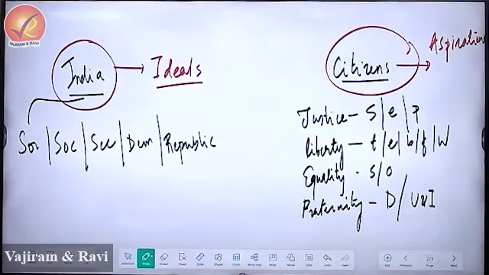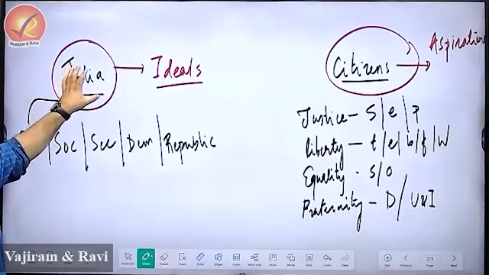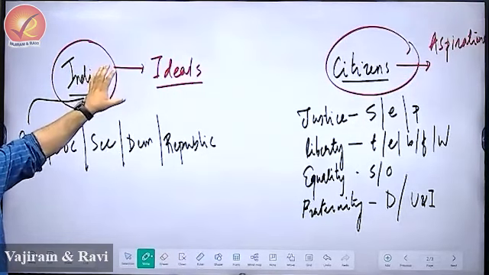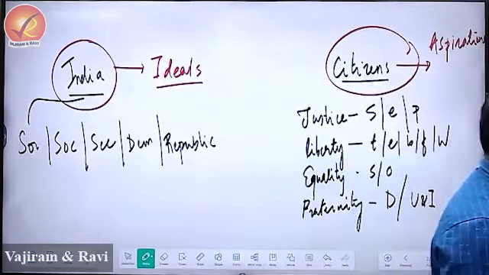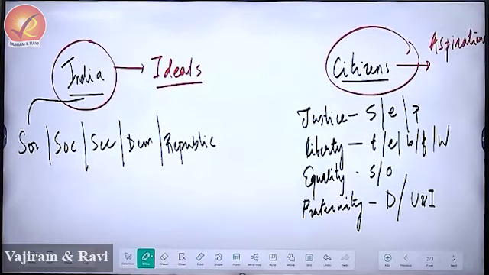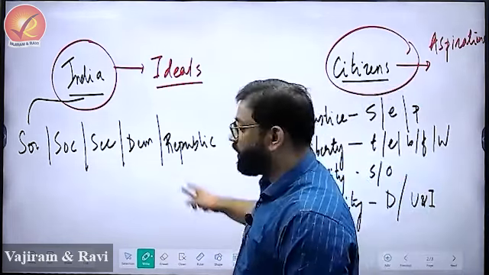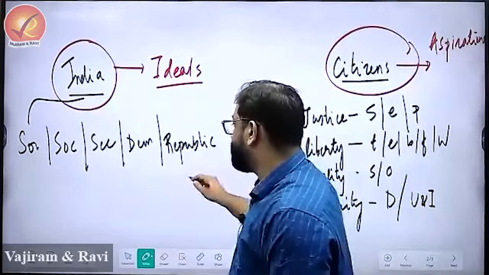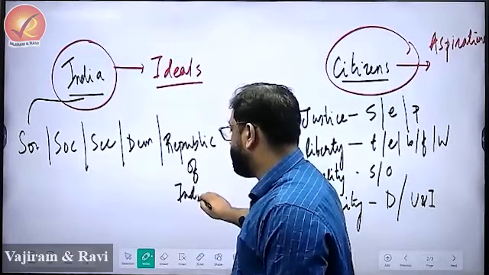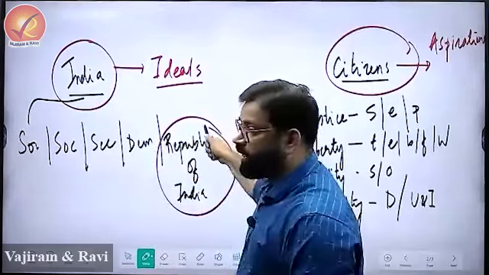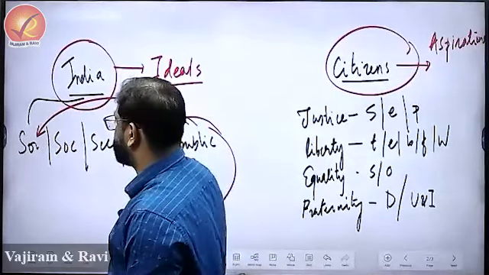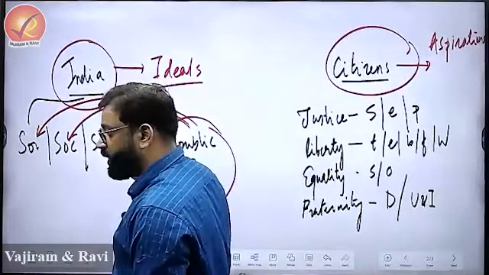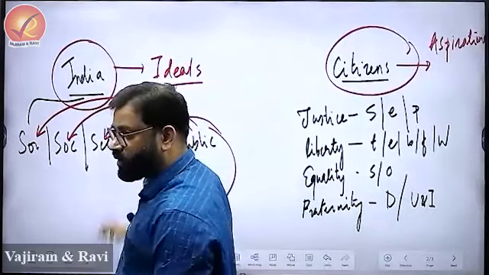So there are certain agendas in mind for the country to become. Those are called ideals. And what are the ideals? That India shall be a sovereign country. It shall be a socialist country. It shall be a secular country. It should be a democratic country, and it shall be a republic. What is the name of our country? Republic of India. So this Republic of India shall have what kind of characters? It shall be sovereign. It shall be socialist. It shall be secular. It shall be democratic.